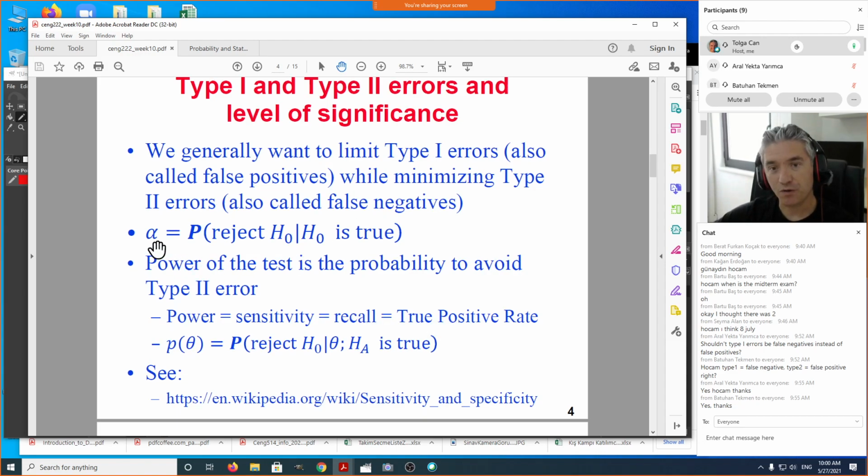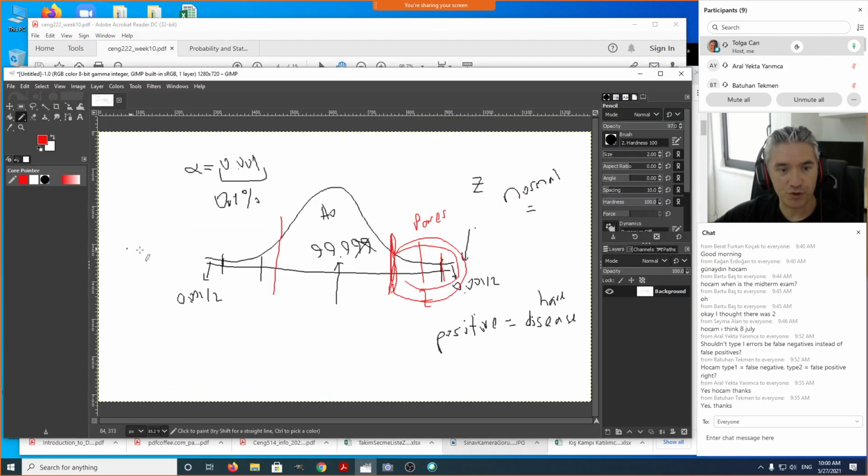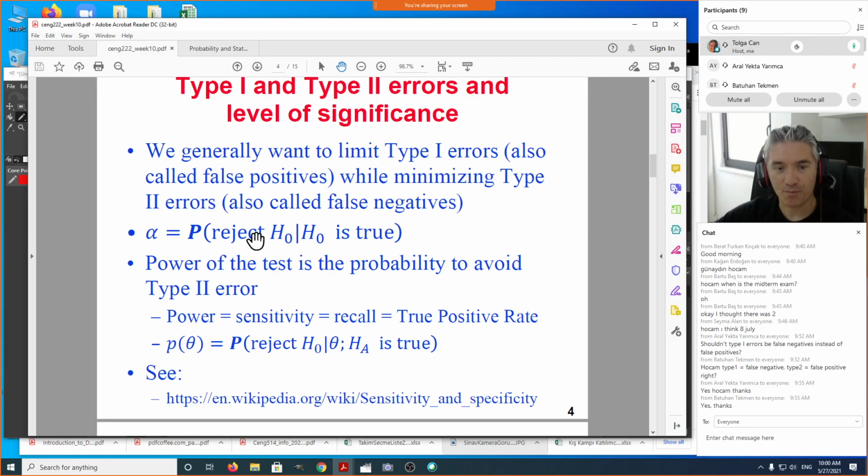Alpha will be given to you in the question. You're going to say, let's conduct a hypothesis test with alpha equal to 0.05 or 0.01. Again, the most widely used alphas are 0.05 and 0.01. Those will be the most widely used. And this alpha is the probability to reject H0. It's this area that you put around here that you accept to make these errors.